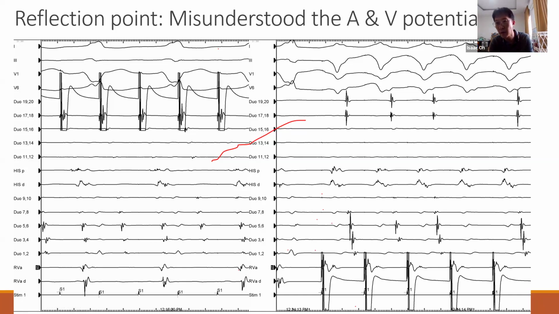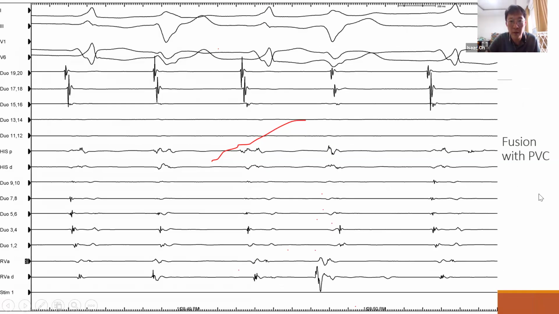So my assumption was totally wrong, because I thought the earliest VA lead was His distal, and that was one of my assumptions for the septal bypass track, but it was totally wrong. Another point: when I saw the fusion beat with the PVC, the second and third beats, the His distal and His proximal potentials were similar. That means neither of them is A; both of them are V signals. That is one of the important lessons for me. The septal bypass track looked quite near in terms of A and V, but I was totally wrong.